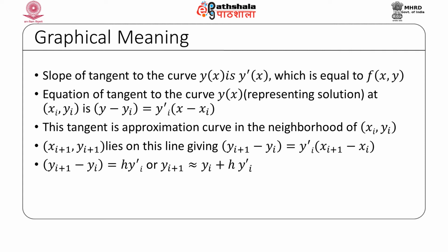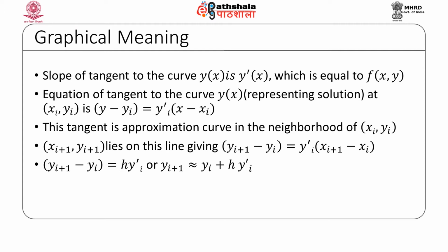If we draw the straight line tangent to the curve y equal to y(x) at the point (xi, yi), the equation of the tangent will be y minus yi equal to m, the slope of the tangent, which is yi dash, into x minus xi. So it is the equation of a straight line passing through (xi, yi) having slope yi dash.